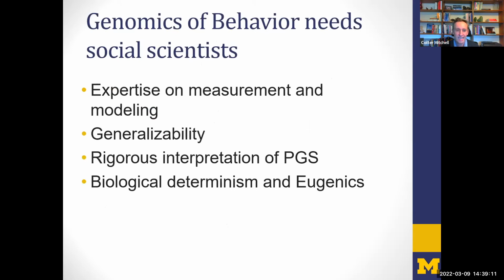So where is this headed? Genomics of behavior desperately needs social scientists. There's expertise on measurement and modeling that I think is important. There are concerns about generalizability, and it's really easy to forget that GWAS was published on a biased sample. It's really easy to say, oh, it's just biology, it's real. So we need to keep people remembering where these data were created, and to bring a more rigorous interpretation of polygenic scores and what they really mean, and how the social world is probably built into them because of those biases.